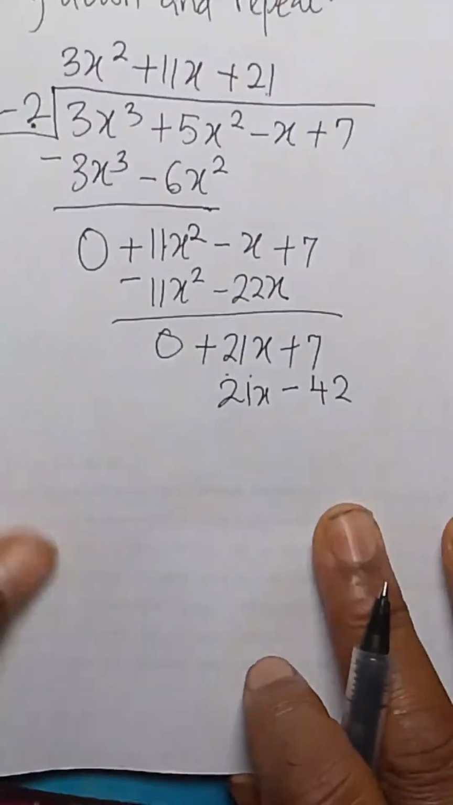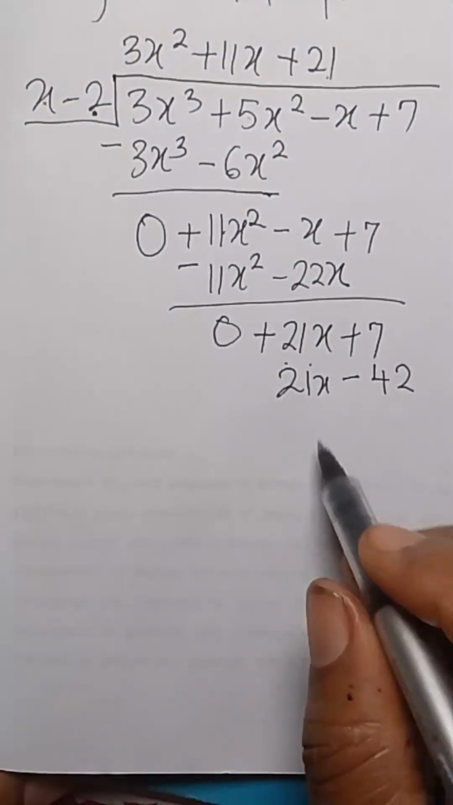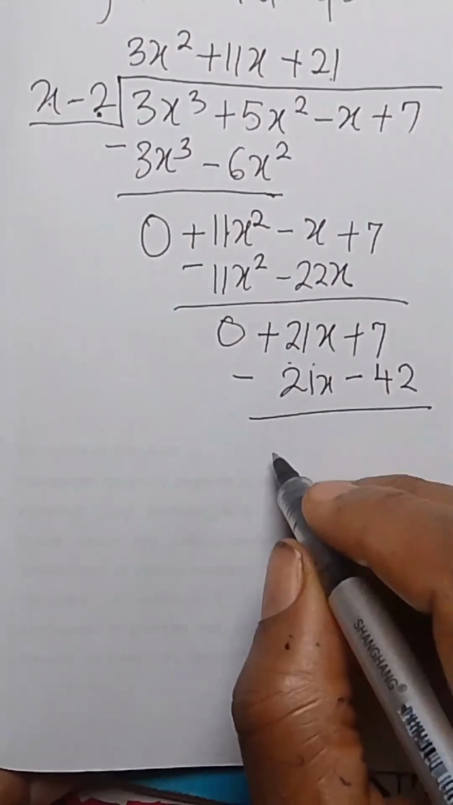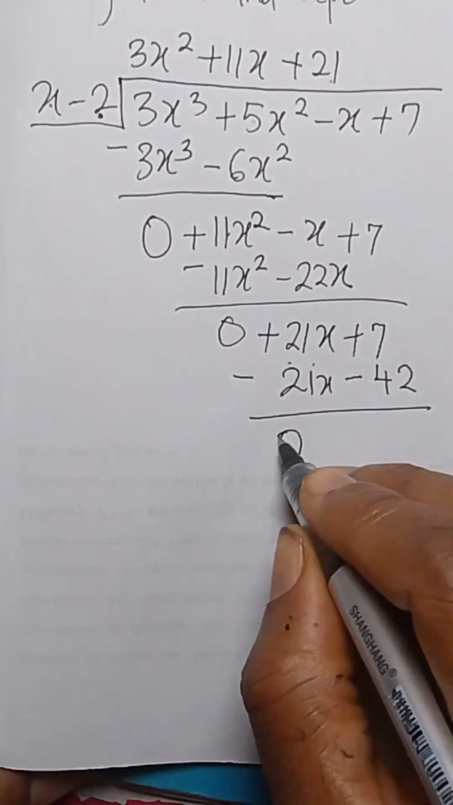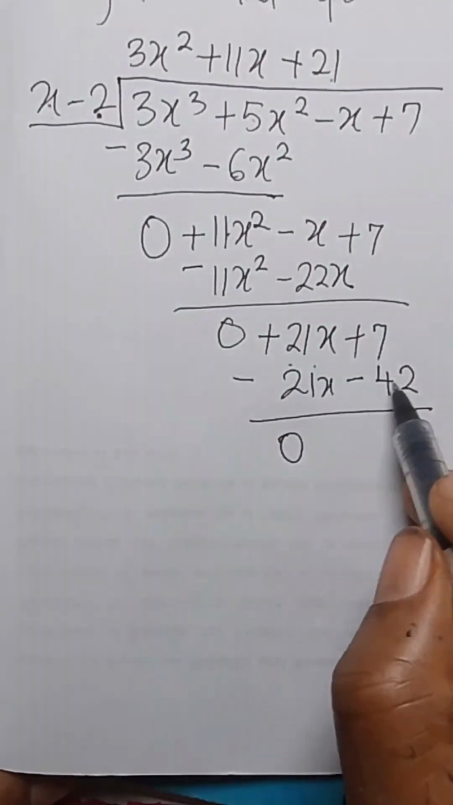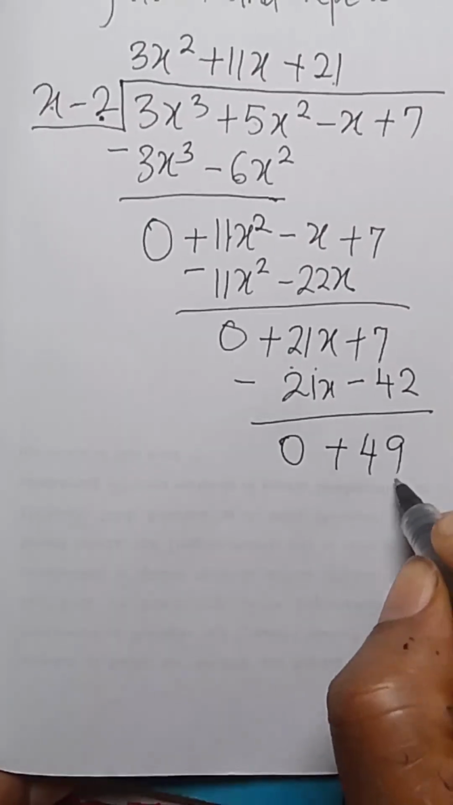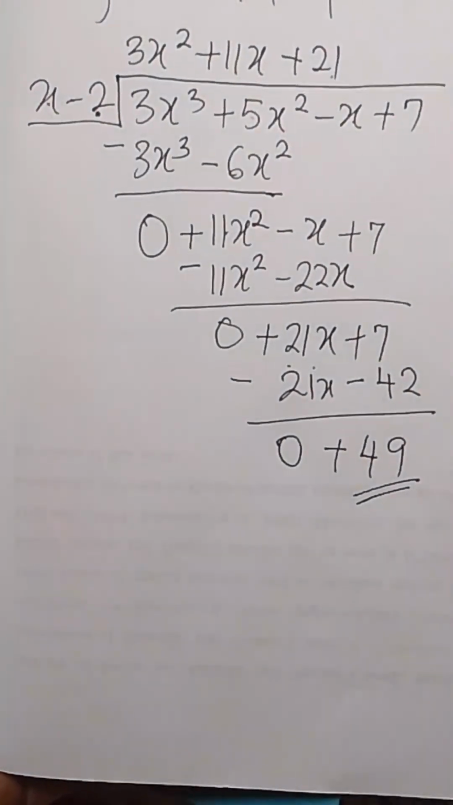All right. So it gives us minus 42. Where we subtract again, 21x minus 21x will give us 0. 7 minus 42 is 7 plus 42, and that is plus 49. You see, we have a remainder here.